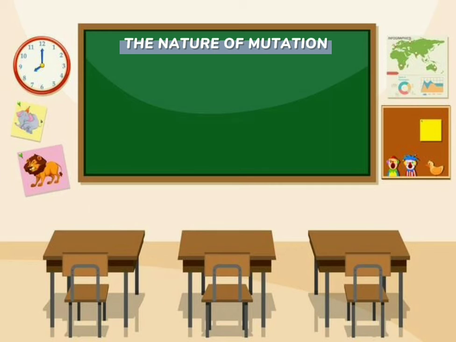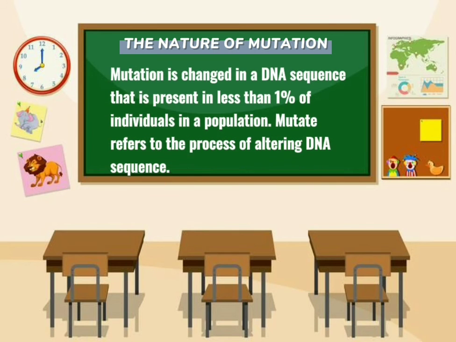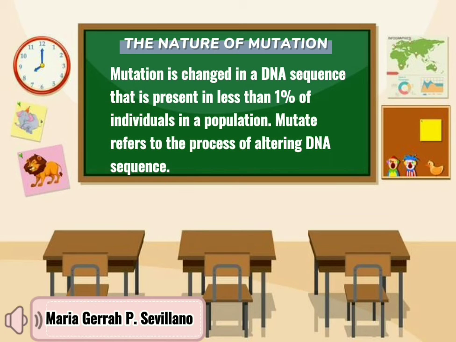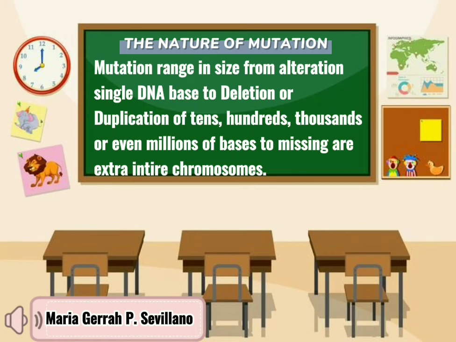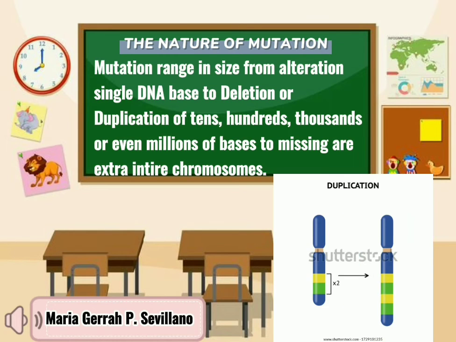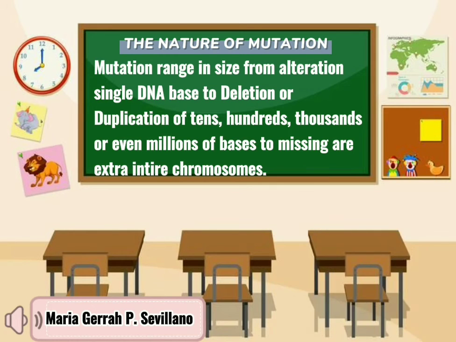The nature of mutation. Mutation is a change in a DNA sequence that is present in less than 1% of individuals in a population. Mutate refers to the process of altering DNA sequence. Mutations range in size from alteration of a single DNA base to deletion or duplication of tens, hundreds, thousands, or even millions of bases, to missing or extra entire chromosomes.